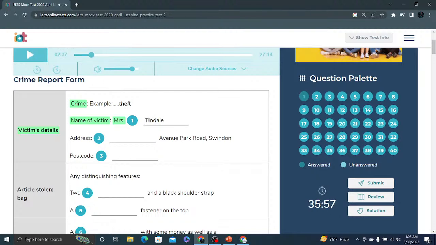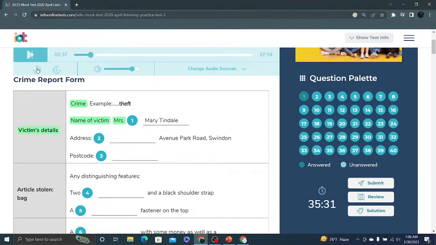Okay, so we just write her name. He was saying her name is Mary Tyndale. So we should write Mary because Mary is easy to write. Let's listen to it once again.